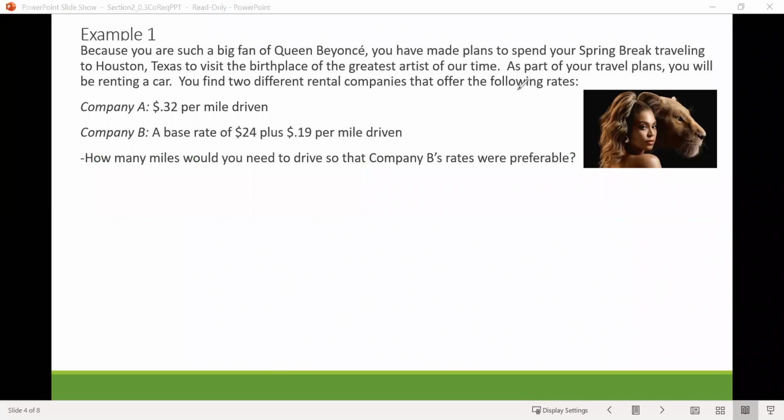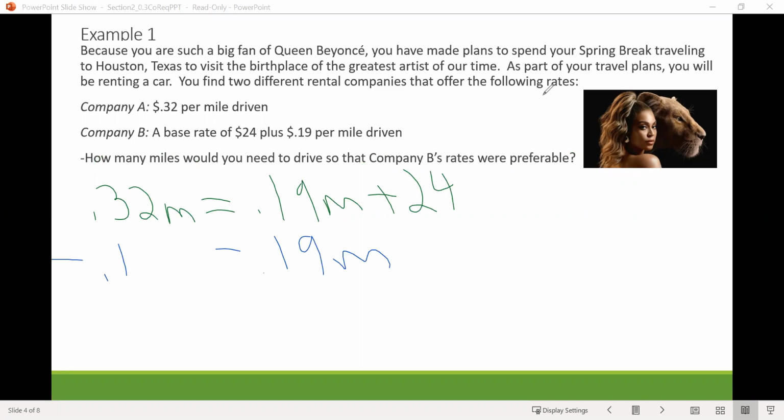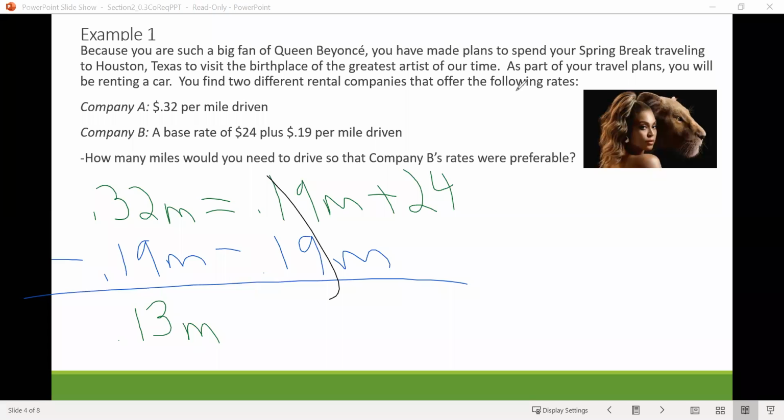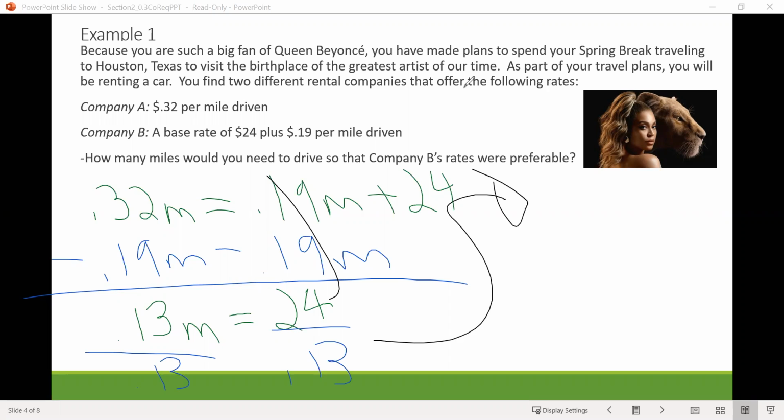So we'll take the 0.32 M, set it equal to the 0.19 M plus 24. We can subtract 0.19 M from both sides. Okay, when we do that, the 0.19s here cancel. So we'll have, let's see, 0.13 M equals 24, I do believe. Yep. Now you can divide by 0.13 on both sides. Okay, and if we do that, these will cancel. And we'll end up with M equals, if we divide the 24 by 0.13, looks like we get 184.615, and the units there, the M's are miles.